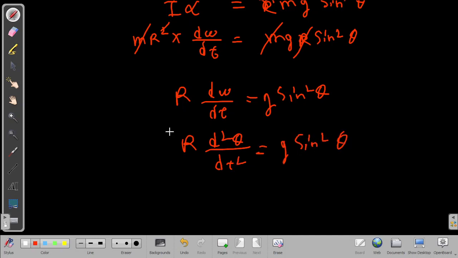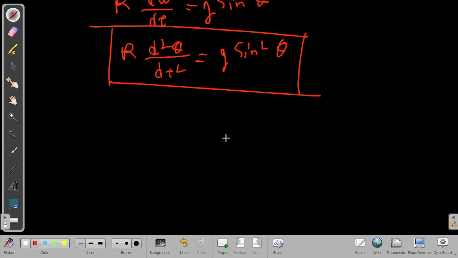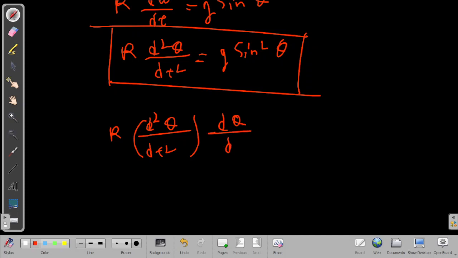Now we can find that this has turned into a second order differential equation, okay. If we can solve this, then we can proceed, okay. Let us check what we can do. In order to solve this differential equation, you just need to multiply it with d theta by dt. Okay, now let us check what could happen: g sin square theta d theta by dt.